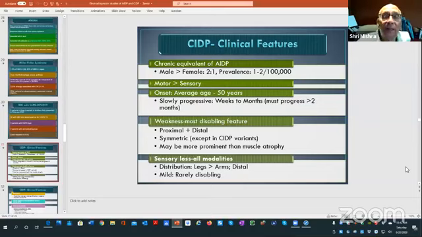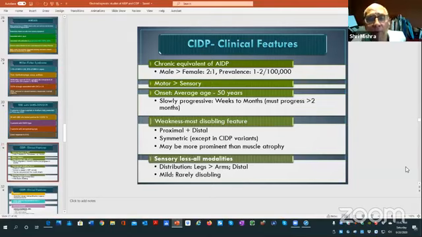Okay, so back again, the next entity is CIDP, chronic inflammatory demyelinating polyradiculoneuropathy. There are two types. One is the progressive type of CIDP, which will be in the next slide, and the other one is the relapsing type. For instance, somebody who has classical Guillain-Barré gets IVIG, goes home, is doing well, and after 4 months comes back again with similar symptoms. So that's a relapsing form.